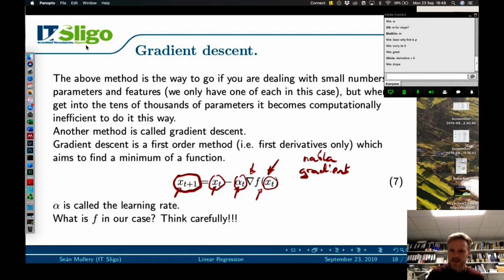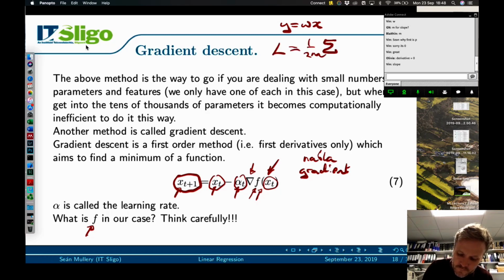Now the problem with this is that I want you to think about what is f in our case. What is our function in our case? The question I'm asking here is, am I dealing with the original function, y equals w by x, or am I dealing with the loss function, L, where we had 1 over 2m, the sum, and so on, of wx minus y? Are we dealing with the loss, or are we dealing with the original function here?